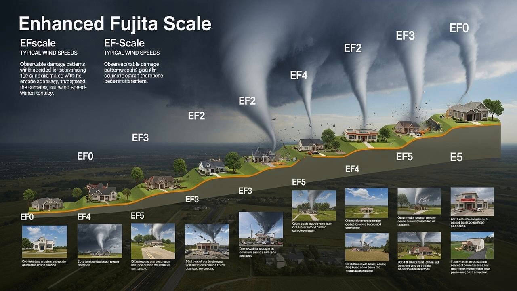And EF4 is devastating. Winds up to 200 miles per hour can level a well-constructed house and throw cars. And then there's the top of the scale, EF5. Incredible damage. Winds over 200 miles per hour, and EF5 can lift a strong house clean off its foundation and sweep it away, leaving only a bare slab. These violent EF3, 4, and 5 tornadoes are thankfully rare, making up only about 5% of all tornadoes. But they are responsible for the vast majority of fatalities.